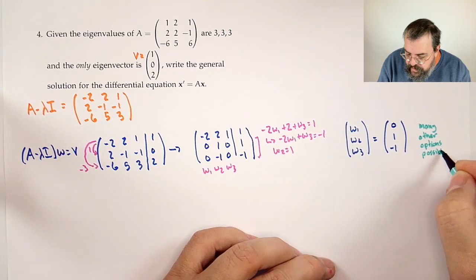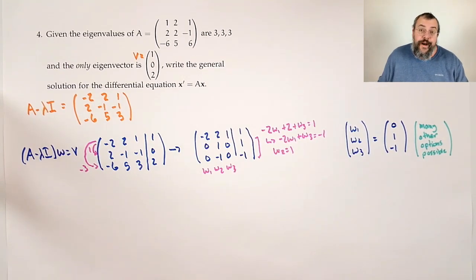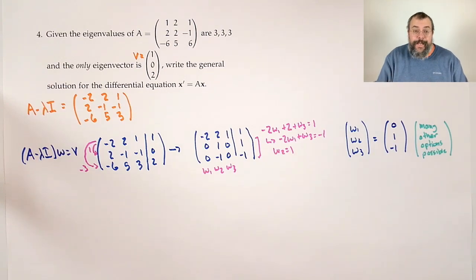But the point is, try to keep things simple. Simple is always a good option. Okay, so now that's great. So we've found our second vector that we need. But we're not done. We have to do this another time.